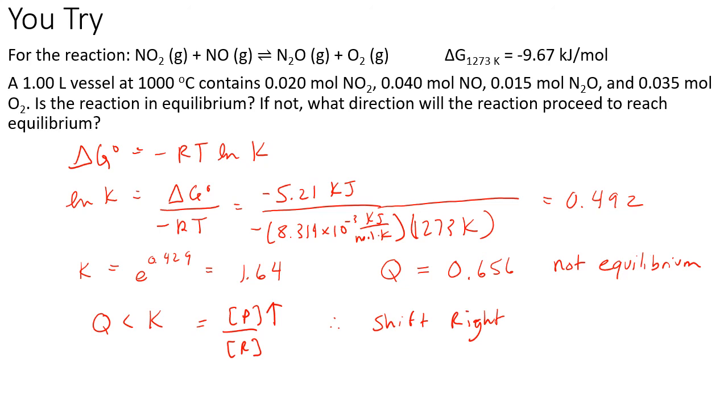Also, when we look at the value of delta G, that's a negative 9.67 kilojoules that we were given initially. That negative value also gives us a hint that the reaction should shift right towards equilibrium because it's spontaneous in the forward direction.